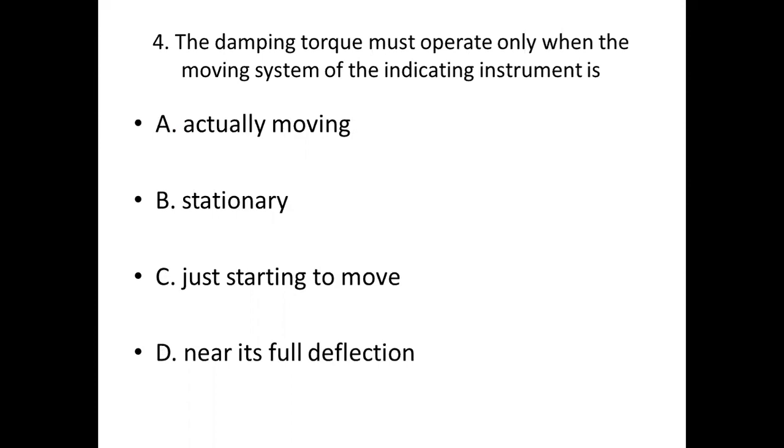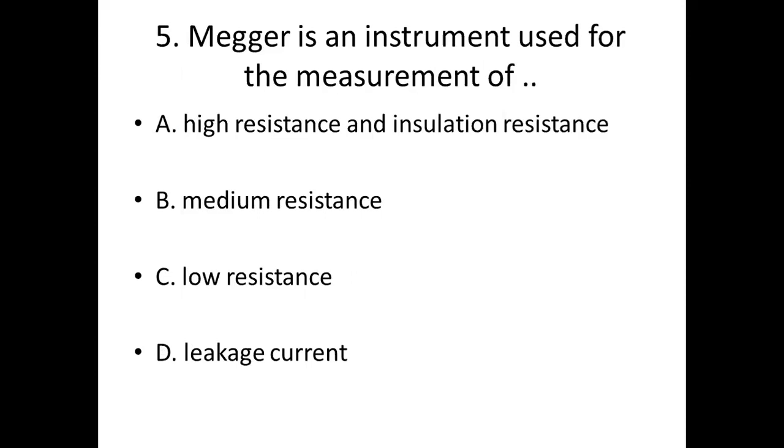Answer guess cheyandi. Option A actually moving. Fifth bit, Megger is an instrument used for the measurement of option A high resistance and insulation resistance, option B medium resistance, option C low resistance, option D leakage current.